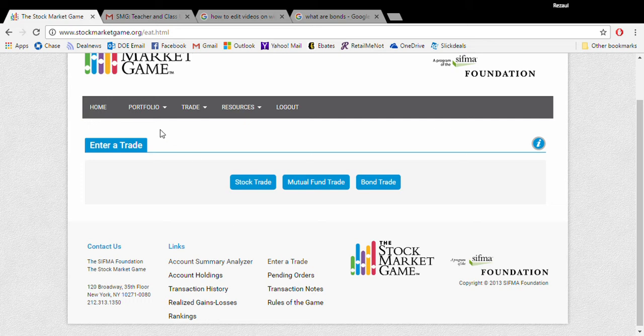But once you click on enter a trade, you will see three options: bond, mutual fund, stock trade. Bonds are basically IOUs issued by government. It's mostly issued by governments. Like, for example, let's say New York City needs money to build roads and they don't have money. They will tell the residents of New York City, here, basically, I'm owing you money. Here's a note, and I'm guaranteeing that I will pay you back your original amount that you gave me plus some interest.